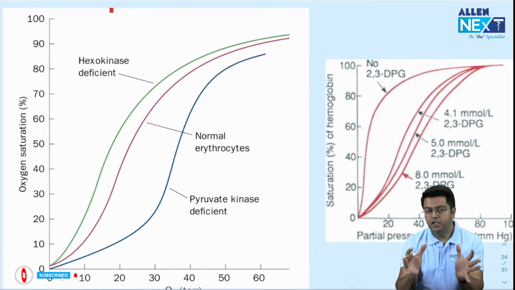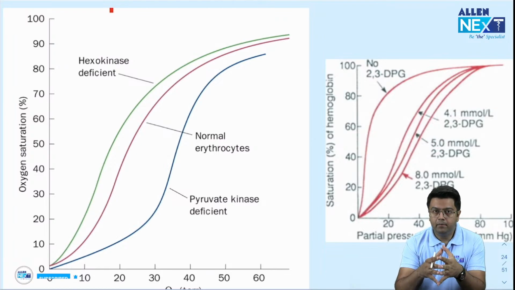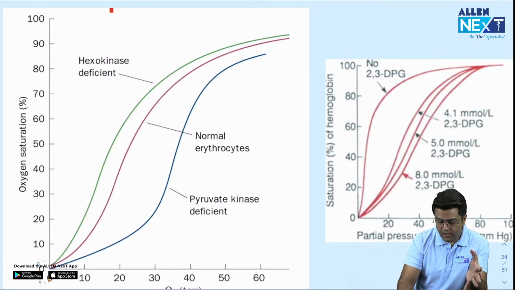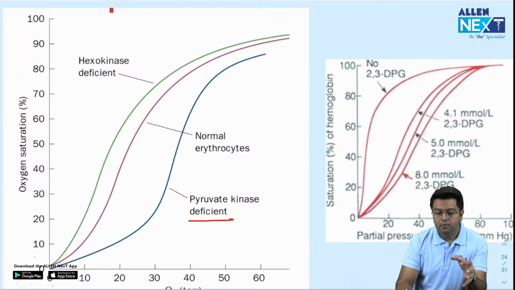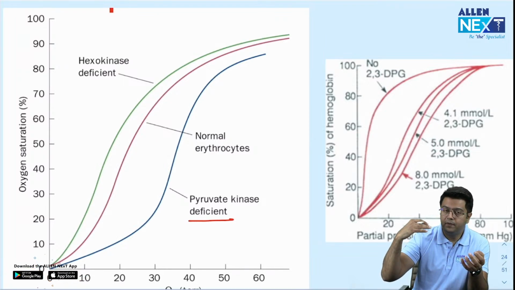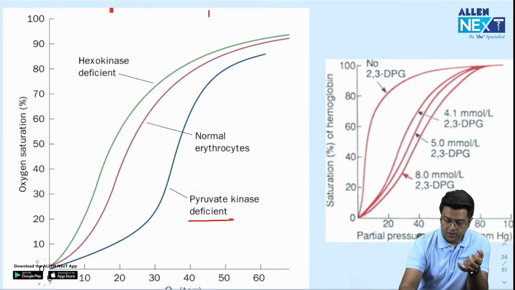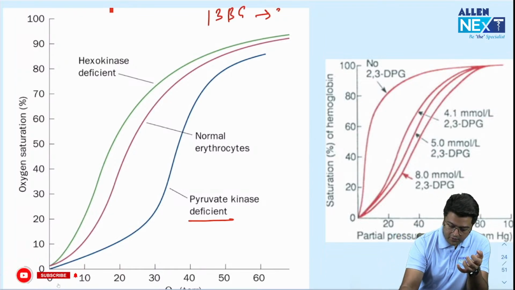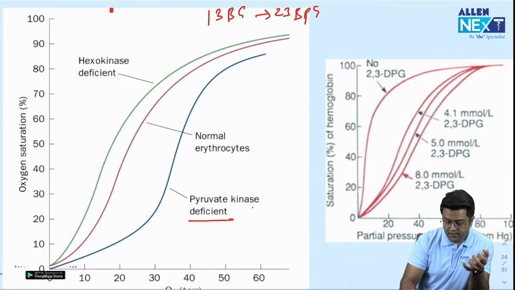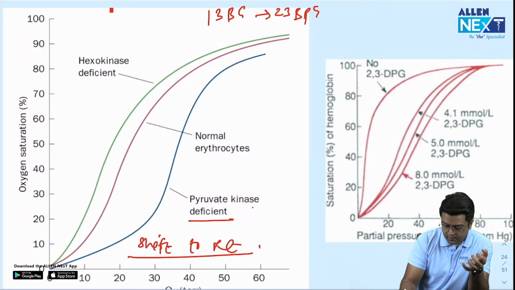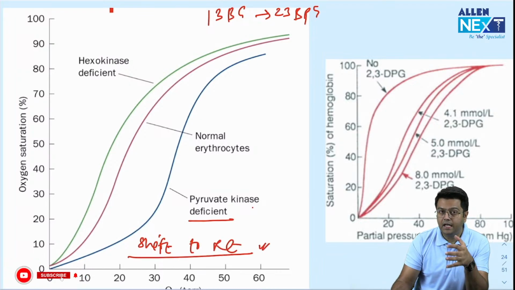2,3-BPG levels also rise in anemic conditions, and one of the anemic conditions is pyruvate kinase deficiency. Pyruvate kinase is the last enzyme of glycolysis. So when it is deficient, there is accumulation of all the intermediates, even the 1,3-BPG, so 1,3-BPG converts into 2,3-BPG. There is a shift to the right in the pyruvate kinase deficiency anemia.